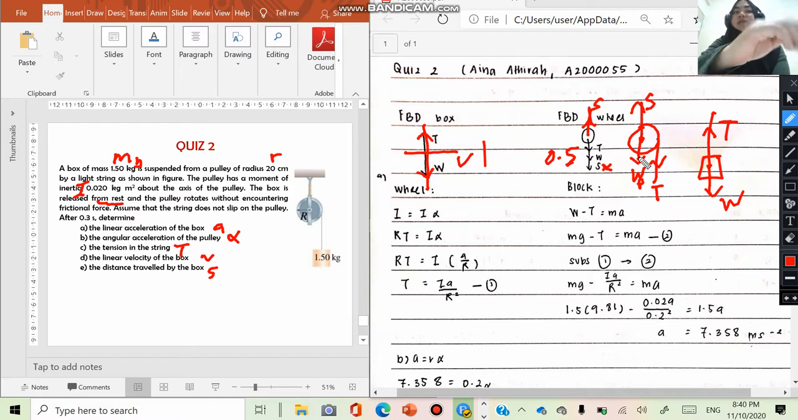Okay, tapi the question didn't ask you the FBD. Dia tak suruh pun lukis FBD. No need to attach it in your answer script, but you have to know. Actually, you have to draw because the FBD, your sketch tu akan determine the calculation after this. Alright, so now settle the FBD for both, for the box and for the wheel. Now we want to find the linear acceleration, A. Okay, so Aina start one by one lah. Okay, kita tengok dahulu pada bahagian wheel.